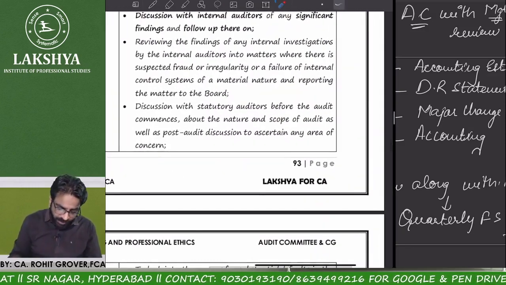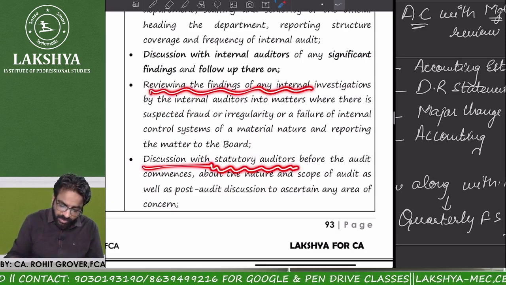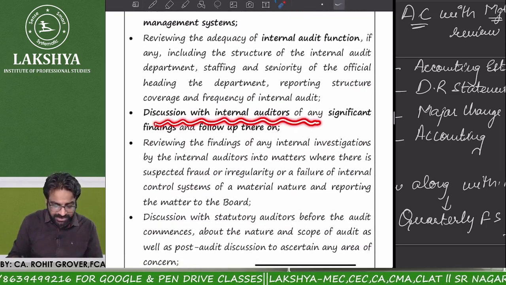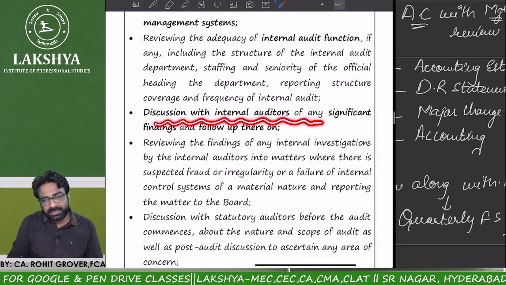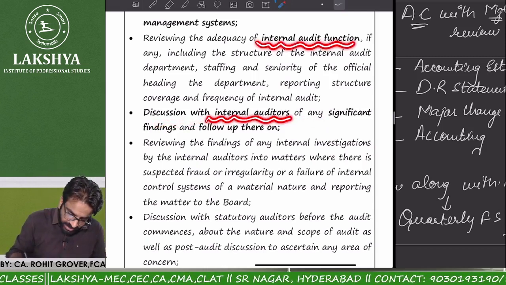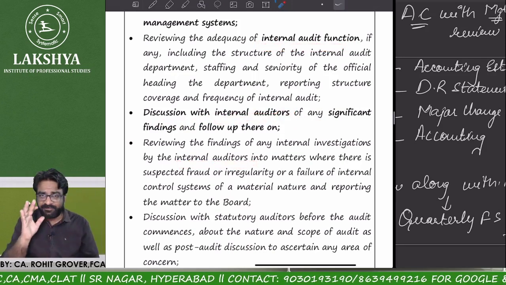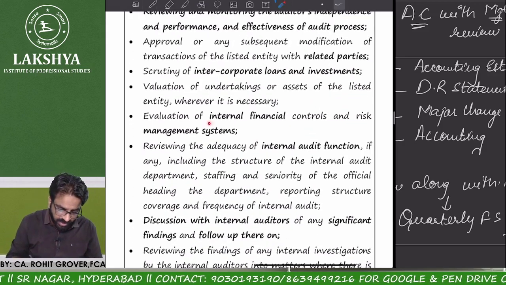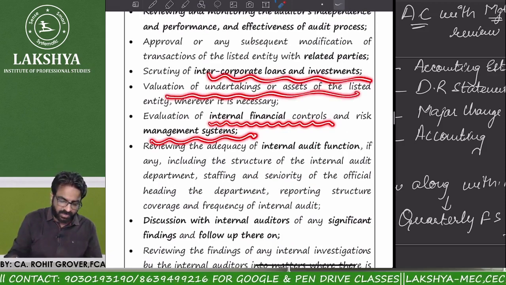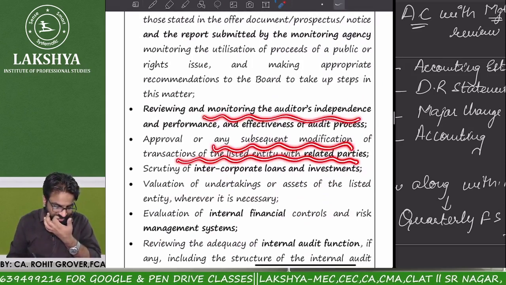Clear, everyone? So 3 points are relating to discussion. 1 point is relating to statutory auditors. 1 point is relating to internal investigations reported by internal audit. 1 point is relating to internal auditors and discussing the findings and follow-up. Basically, there are 3 points relating to internal audit, so we will write it in a different manner. Now it is also going to discuss or evaluate internal financial controls and risk management procedures, valuation of undertakings, intercorporate loans, approval of subsequent modification of transactions with related parties, reviewing and monitoring the procedures.